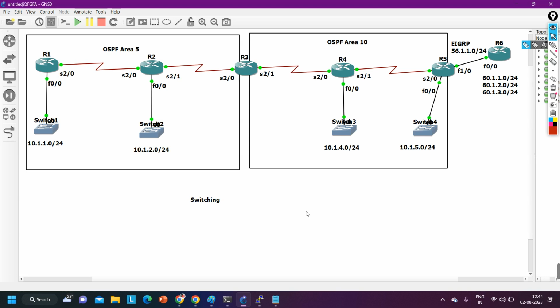What's the difference between Fast Ethernet and serial? Serial link is a point to point link. So on a serial link, DR and BDR election will not happen. That's why I have used a serial link here. And we cannot use a serial link for the local area network, right? Yes. Exactly.